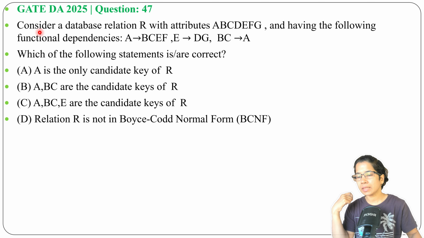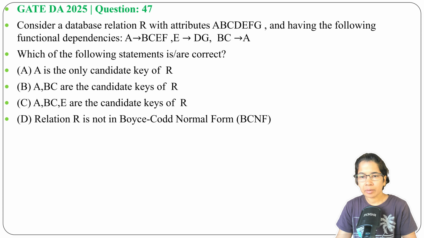This question was asked in GATE DA 2025, question number 47. Consider a database relation R with attributes A, B, C, D, E, F, G and having the following functional dependencies. Which of the following statements is or are correct? Four options are given. Let's check the options one by one.